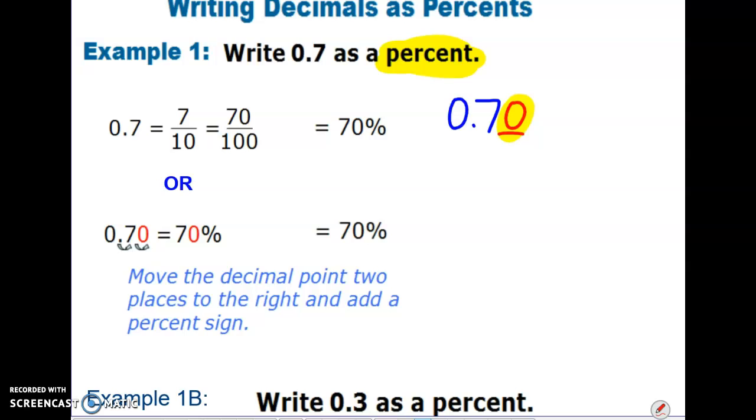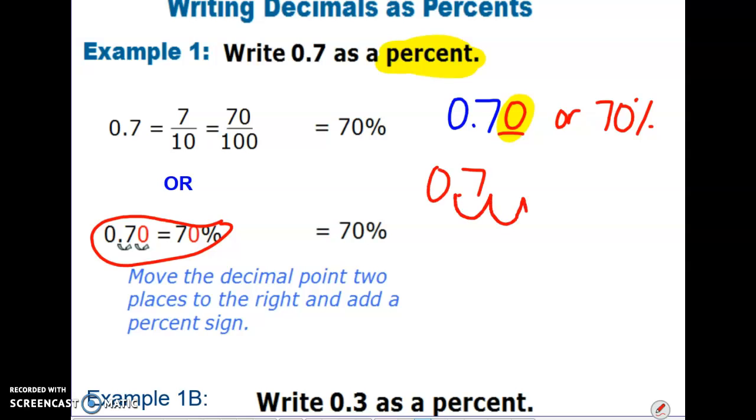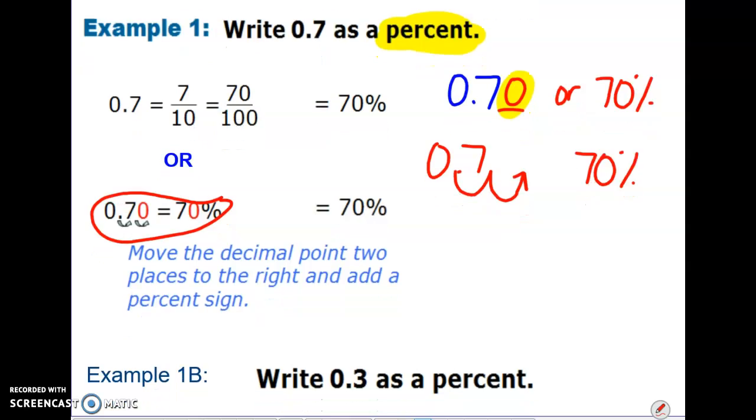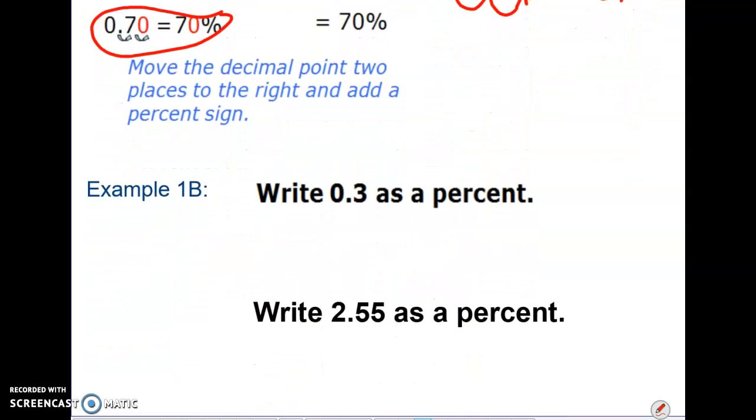Okay, so 7/10 is the same as 70 hundredths or 70%. Another trick you can do, if we look over here, they say you can move your decimal point 2 places to the right. So if I have 7/10, if I move my decimal point 2 places to the right, that would give me 70%. So you may want to write in your notebook, changing a decimal to a percent, you're going to move your decimal point 2 places to the right.